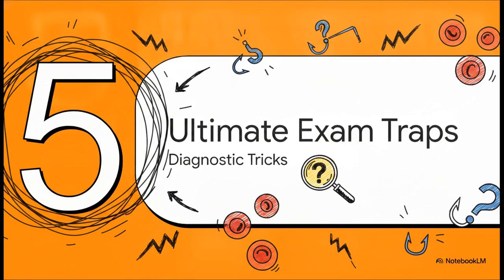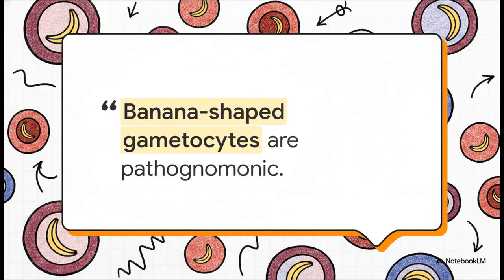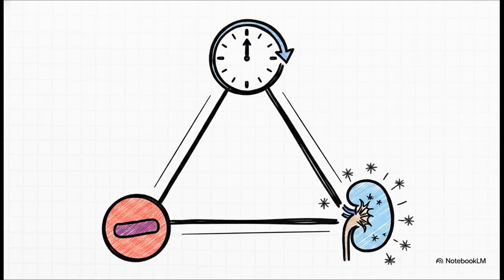Finally, Section 5, Ultimate Exam Traps. Listen, if you ever see the phrase banana-shaped or crescent-shaped gametocytes on a blood smear description, just stop reading right there. It is pathognomonic for P. falciparum. It instantly gives away the diagnosis. Notably, these mature gametocytes aren't killed by most antimalarials, so seeing them a bit later doesn't necessarily mean your treatment is failing.